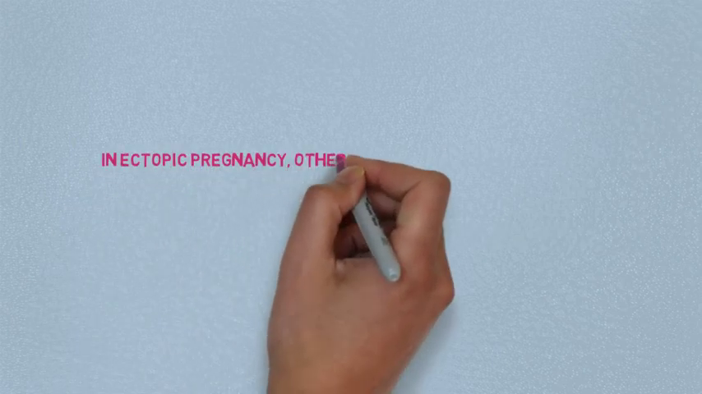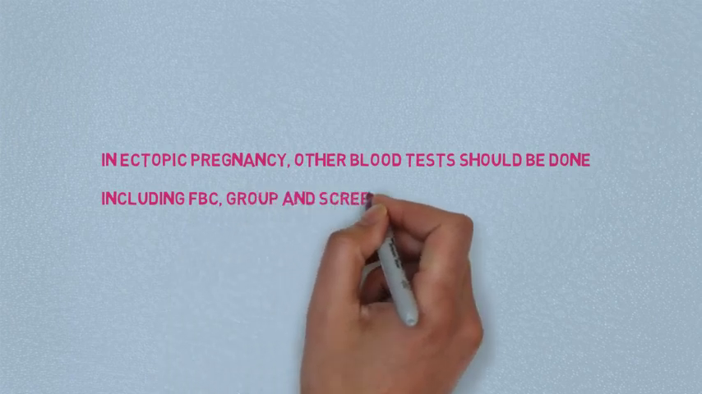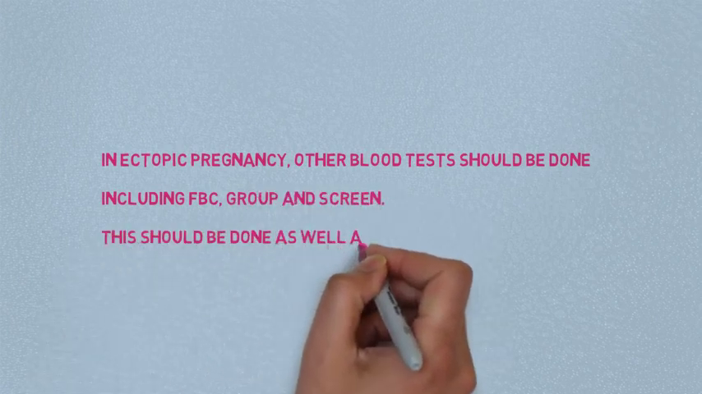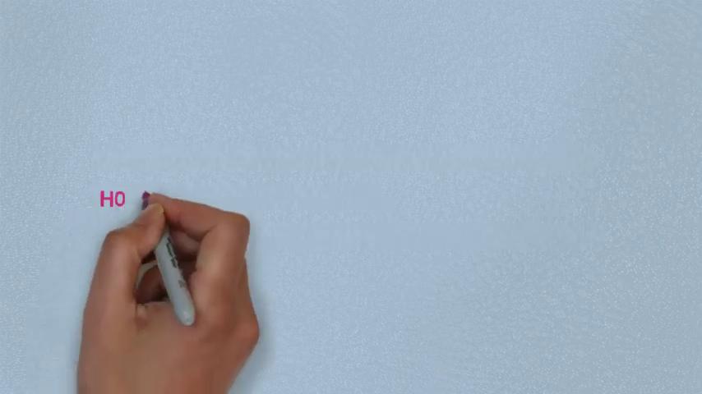Other blood tests should be done, including FBC and group and screen, because there could be significant intra-abdominal bleeding and the patient could go into full hypovolemic shock. You should do a full ABCDE assessment to make sure they're hemodynamically stable.